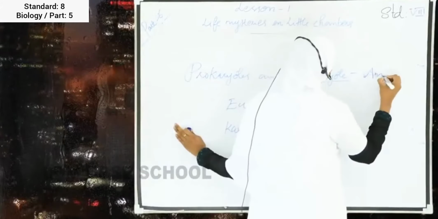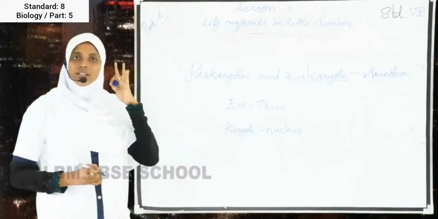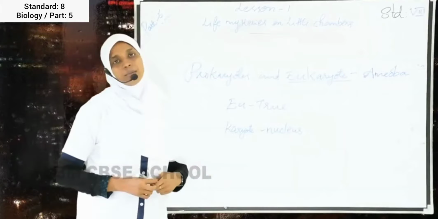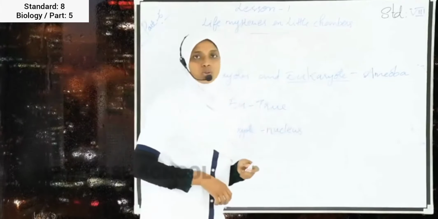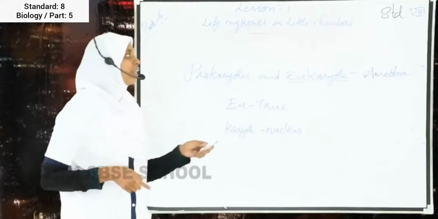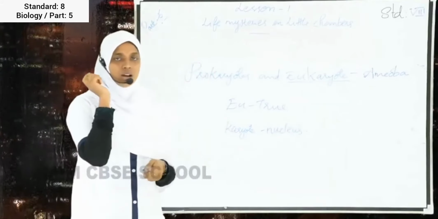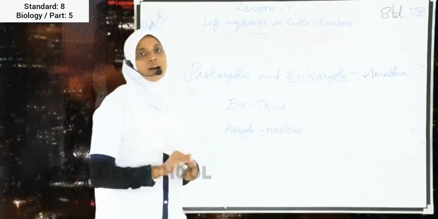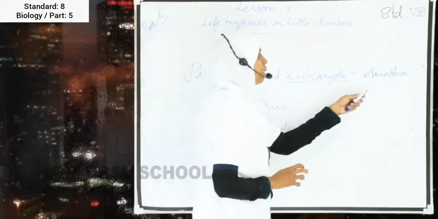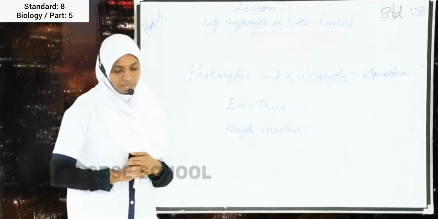Amoeba is a microscopic organism we can't see with our naked eye. We can only observe this amoeba through a microscope. And it is seen in the water. We can only observe it through a microscope. Okay, amoeba is a eukaryote.